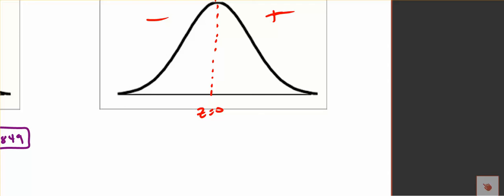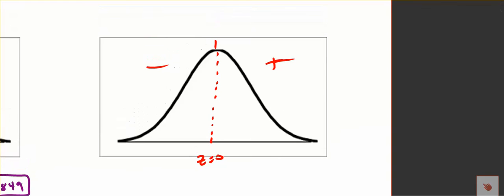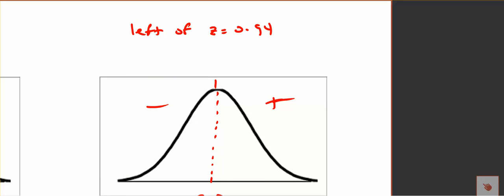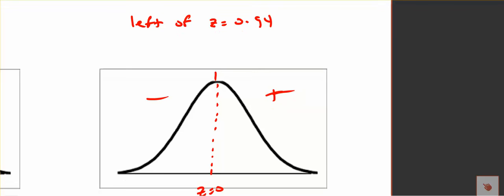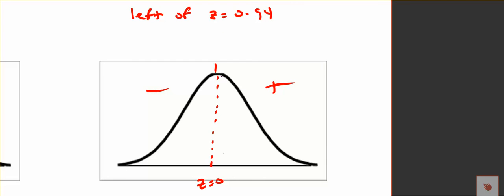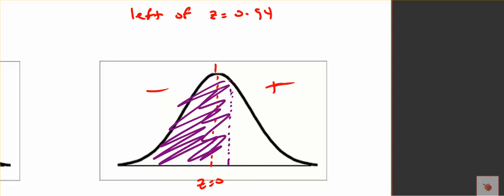Okay, so it's helpful to draw these out. Look at this second one here. The second one, I want to find the area left of 0.94. Well, that's great because the tables that I provided, they give you the area to the left. So it's not much work there. 0.94 is going to be somewhere in here. And we want to find the area to the left. Well, the table that I gave you gives you the area to the left.